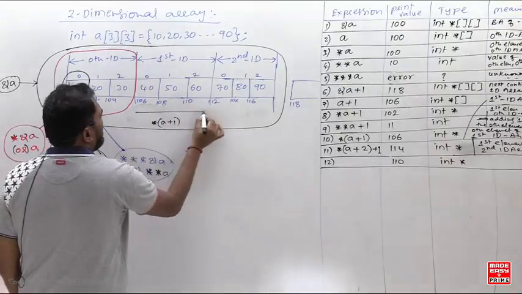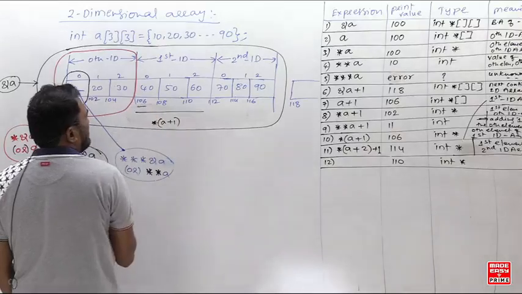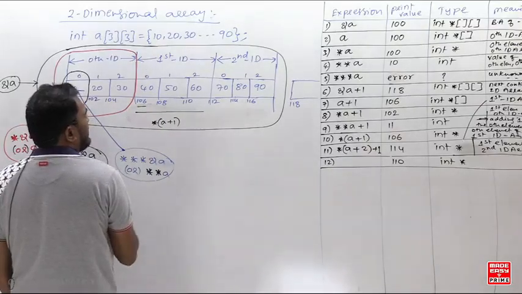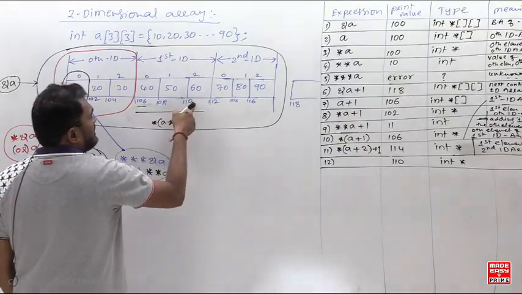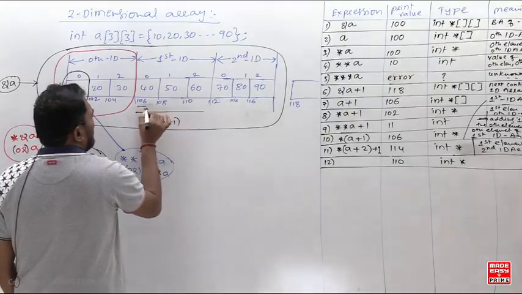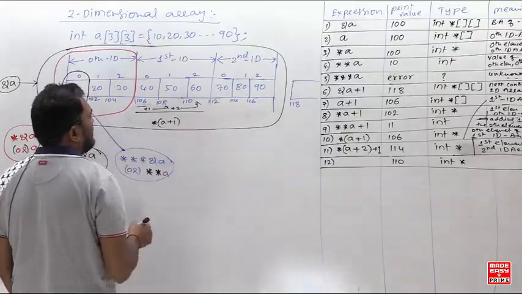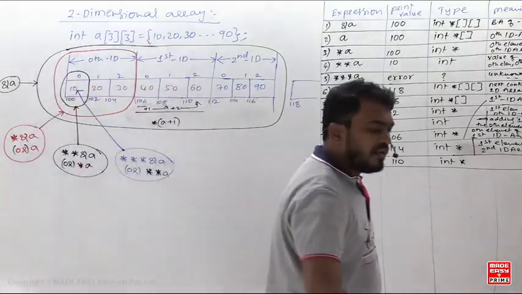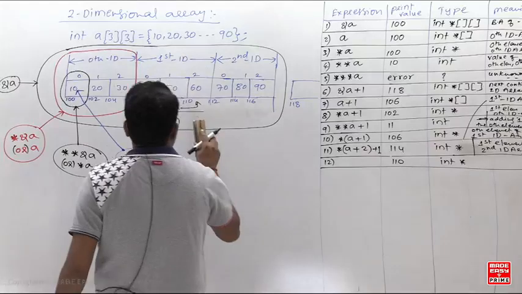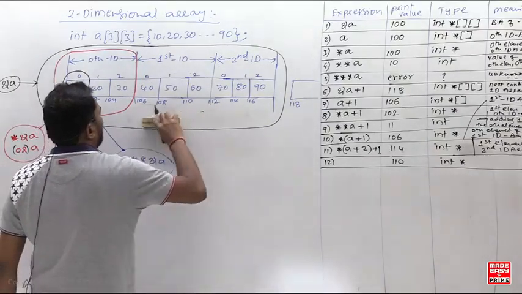A plus 1 means it is pointing to this. If you apply star, it is pointing to this. But I want this element's address, I said. Type is int star. Plus 1 and you will come here, plus 2 and you will come here. Is that clear? Did everyone understand? I am repeating, so don't get confused. Very, very simple.